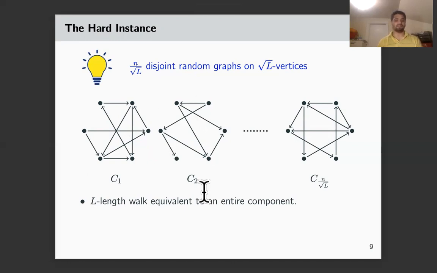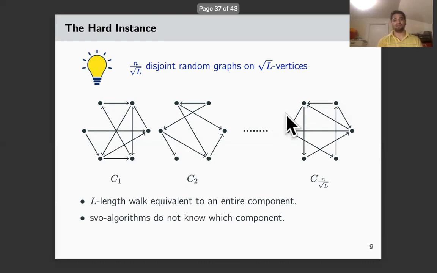But our algorithm is oblivious to the start vertex, so it does not know where the walk is starting. In particular, if it wants to output an entire component without knowing which one it is, it must be ready to output all the components. But if it outputs all the components, it outputs the entire graph. And the graph has n times root L edges: n over root L components, L edges per component, so n times root L edges. And it must remember the entire graph if it's SVO. Therefore, SVO algorithms with any number of passes must have a memory of at least n root L. Okay, that's it. This is the entire proof.